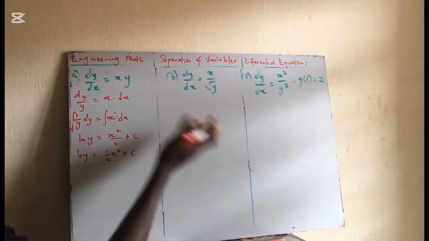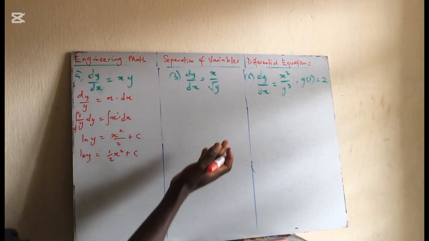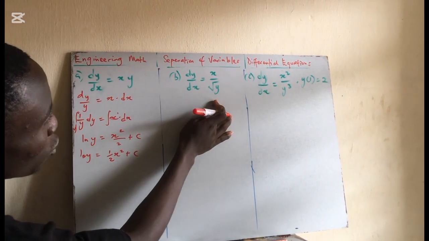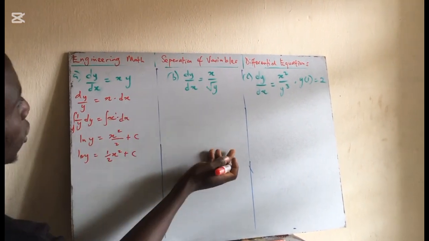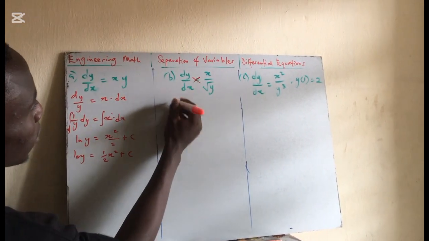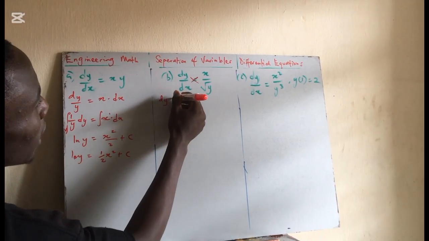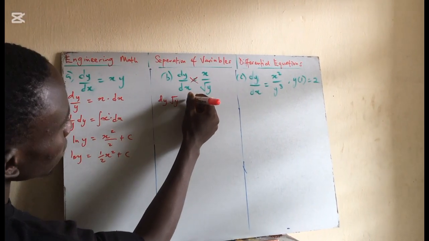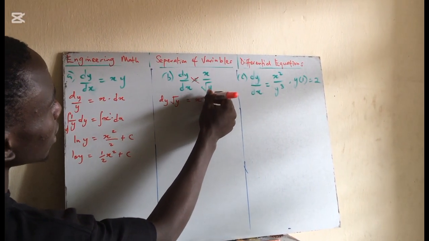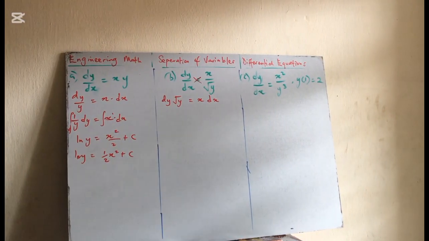Now quickly, let's move to the second one, the quick one. We want to do the same thing: separate y from x. Now we have dy and we have root y. We can just do cross multiplication here. So if you cross multiply, you'll be having dy root y equals x dx.